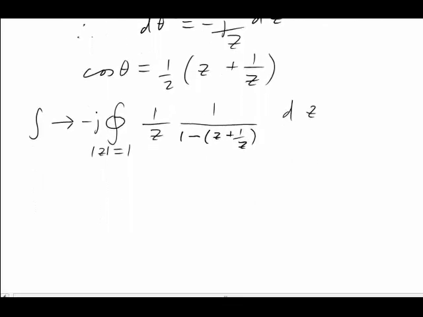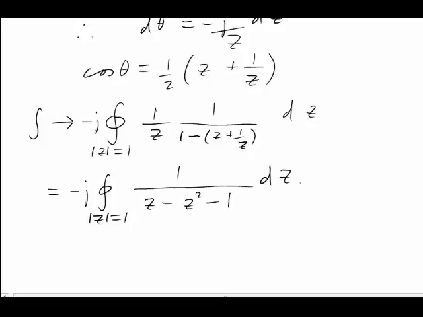Let's expand out the brackets on the bottom. So that's negative j, same integral, 1 over, z times 1 is z, minus z times z is z squared, minus z times 1 over z is 1. dz. Still no problem.